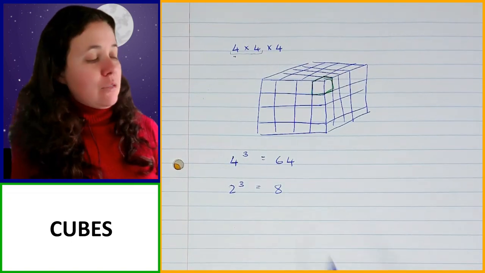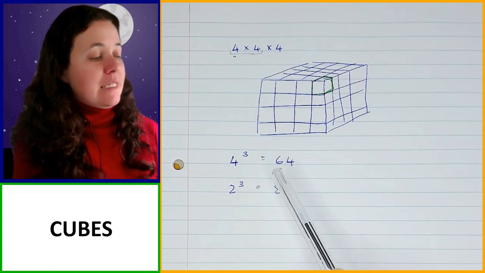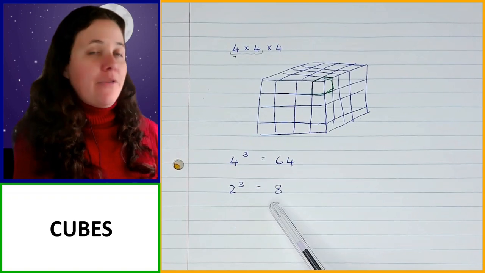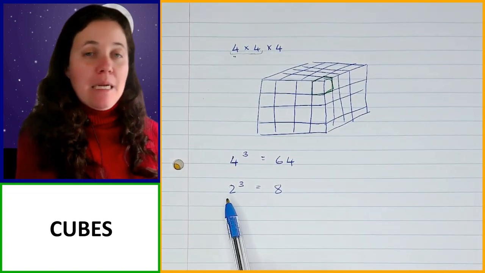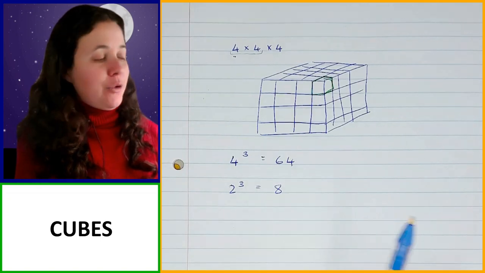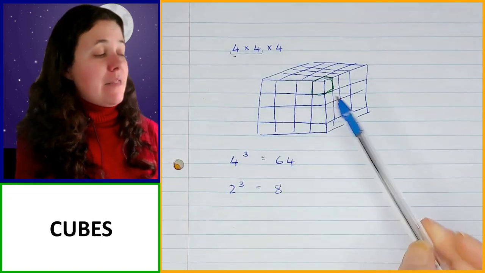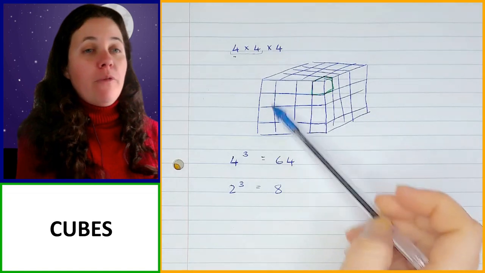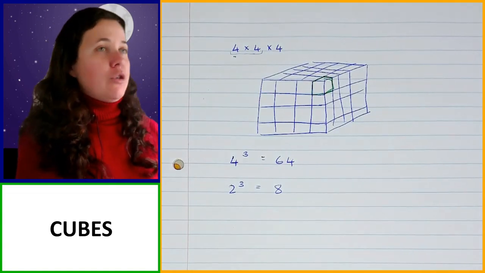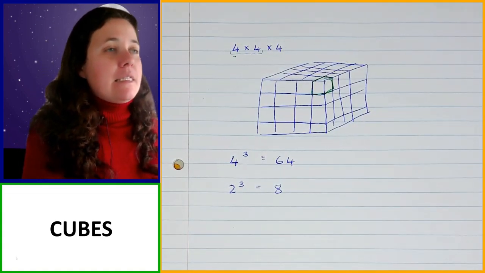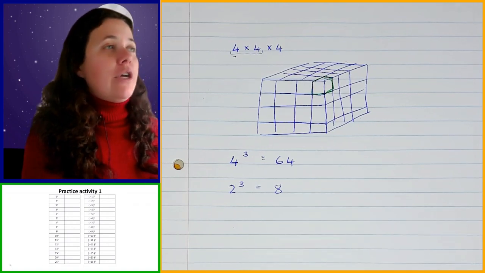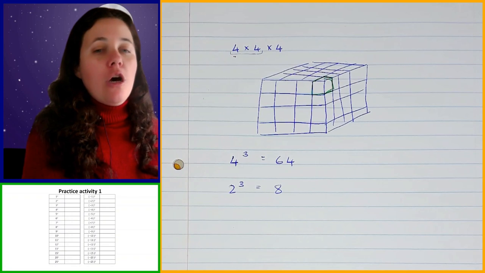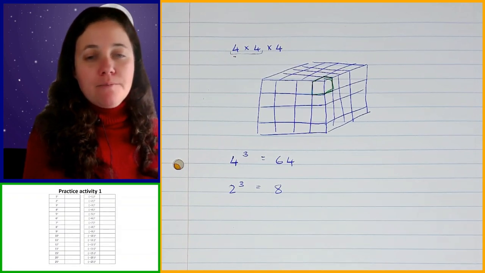Okay, and this is what we call a perfect cube. 64 is a perfect cube, 8 is a perfect cube. Any number that we get which is a result of cubing a number like this is a perfect cube. Okay, it's something that can be represented in the form of a cube like this. Okay, so what you're going to do first is you are going to now complete these tables over here, where you are going to work out what the cubes are of each of these numbers.